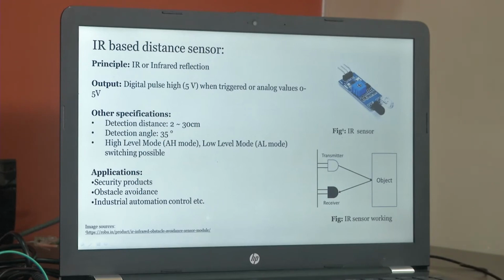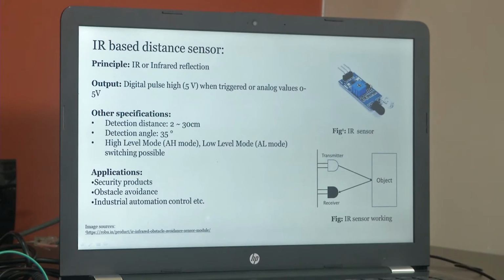Okay. So you can see a trimmer over here. This is to adjust the range at which we should detect. So this is the working principle, but this is the sensor module, or the commercial sensor we have got to show you the working demo. Okay. It has a differential comparator on board.